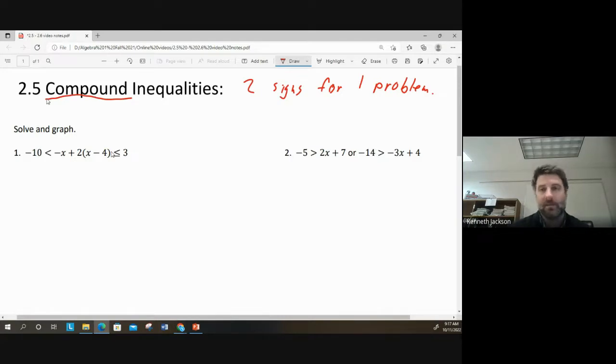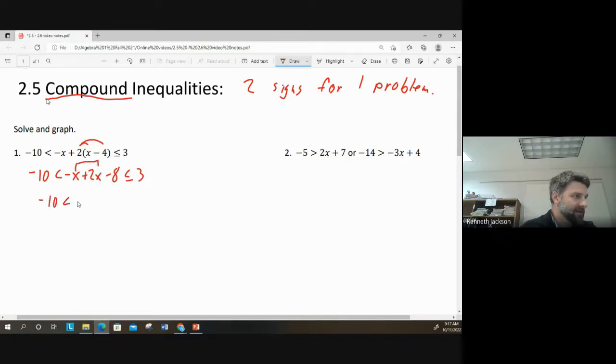Distribute, combine like terms, pick on the little guy, get the variable by itself. A lot of what we borrowed in chapter 1, but now we just have to do it 2 times over. So the first thing we want to do is, again, distribute if you have a set of parentheses. So that would leave me with negative 10 less than, after I distribute the 2, which means I am multiplying. After I distribute, I go through and combine like terms. Again, distribute, combine like terms, pick on the little guy, get the variable by itself. These are notes that have been discussed on almost every video.